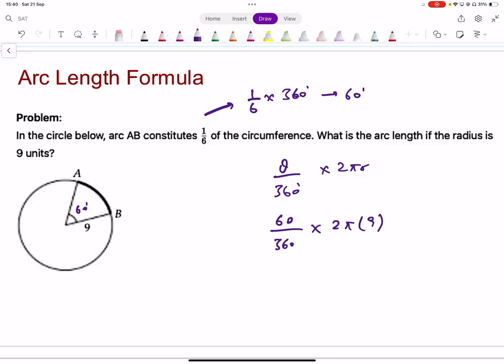Sorry? Because it says arc AB constitutes 1/6 of the circumference. For the whole circumference, the angle would be 360, right? That's a complete circle. So using ratios, what should this be? 1/6 of 360 is 60 degrees. Is that okay?